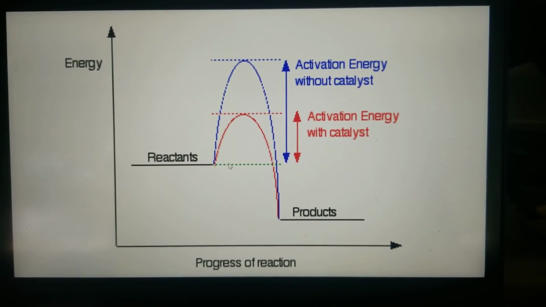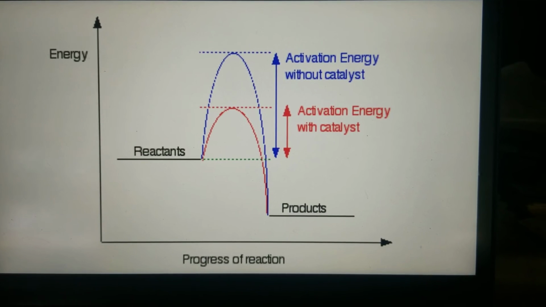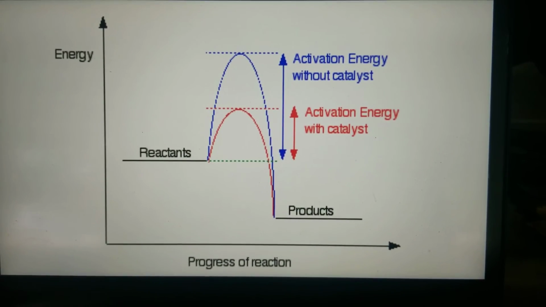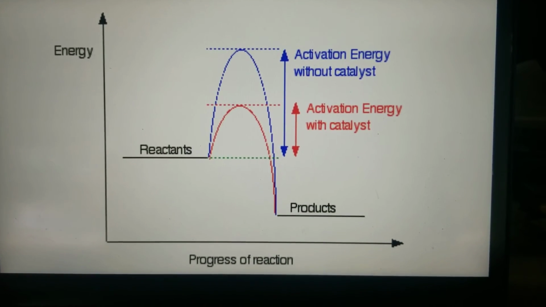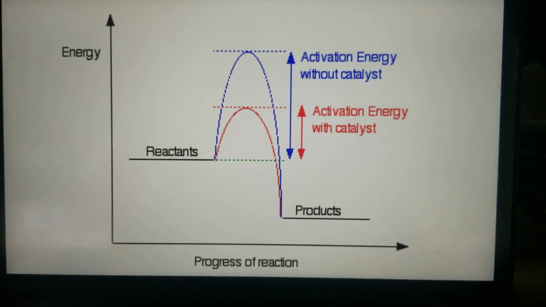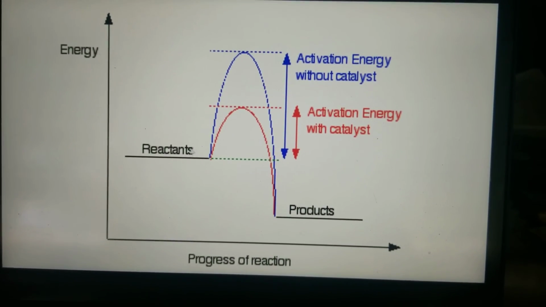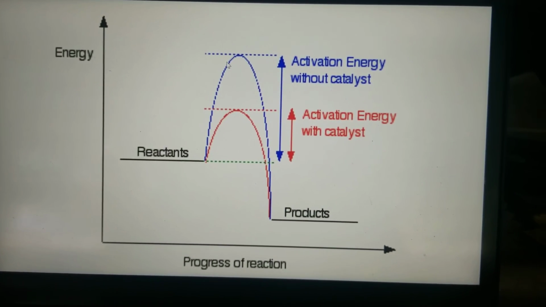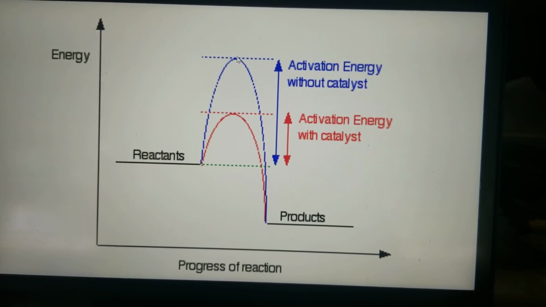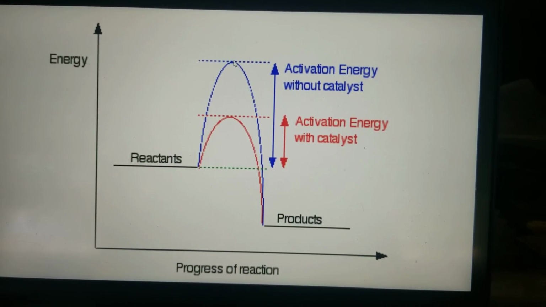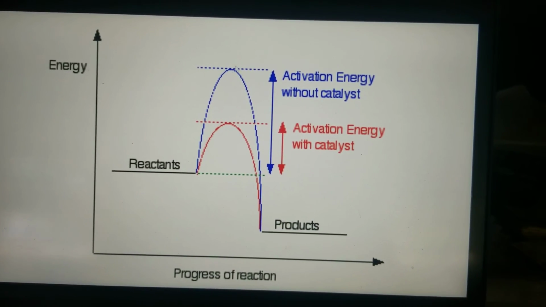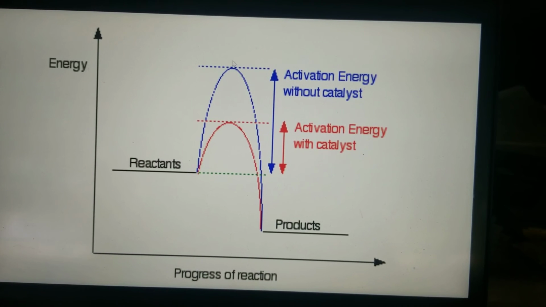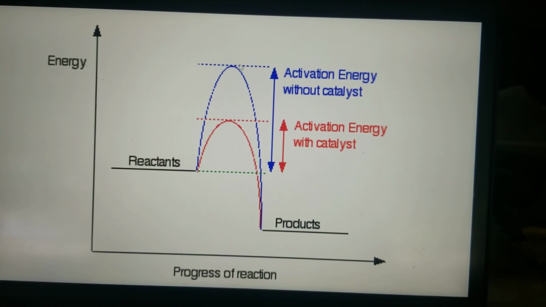A really important visual that I want you guys to know is this graph here. With no catalyst, you're looking at the blue line. The blue line has a much higher activation energy. In other words, you have to go from here all the way to the top of the blue curve in order to get to the transition state, right? That is a very high value for the activation energy.